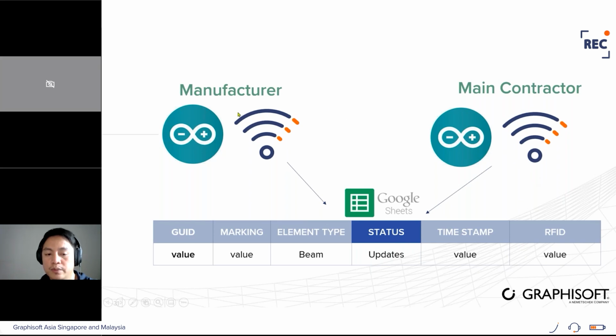In summary, we have two RFID tags. One is on the manufacturer side, and one is on the main contractor. Once it passes through the manufacturer, it updates the Google Sheets, for example the status, and then once it passes through the main contractor, it will update the status again to delivered. Then all the data here we will be transferring into Archicad.